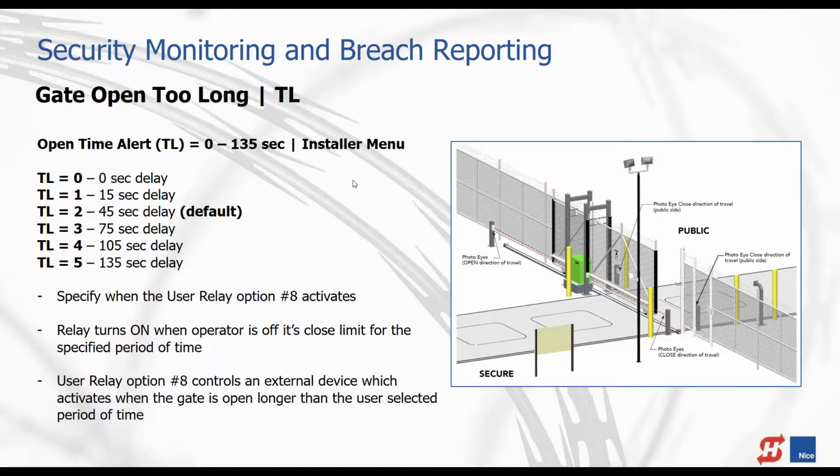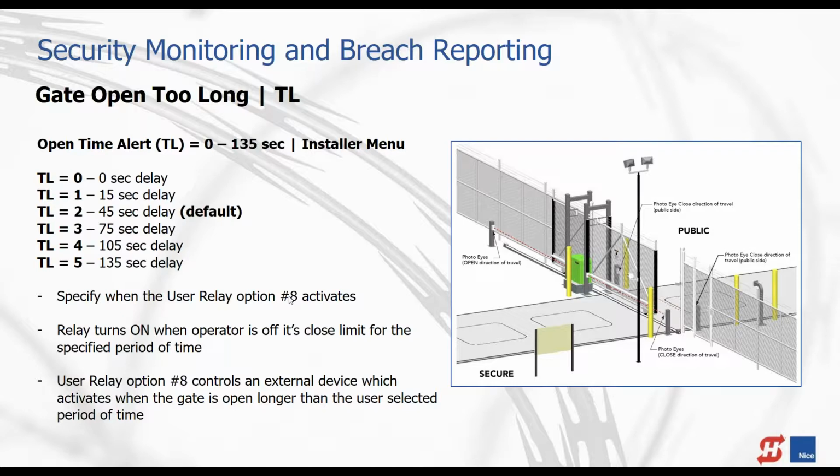HyNet gateway allows you to put your gate operator on a TCP/IP Ethernet network, and all these alerts and errors and faults can be forwarded to you as a text. So that's pretty cool, right? From a remote site, you can see what's going on at that gate operator. So here it is, open too long. You can see the different settings here, and the user relay option number 8.